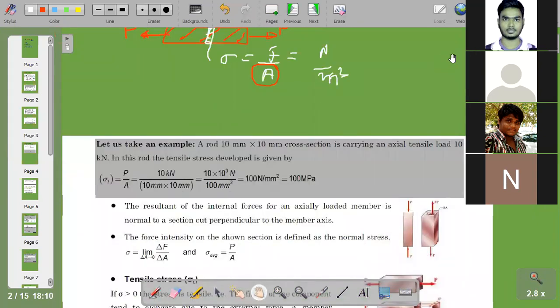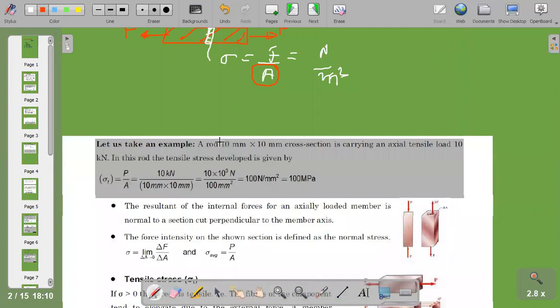Let's do this question. A rod of 10 meter, with 10 millimeter cross sectional area is given. ये cross sectional area. This is given.